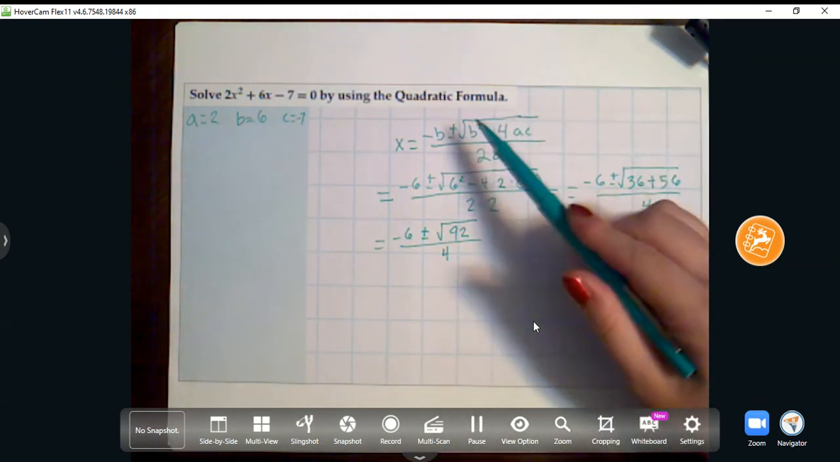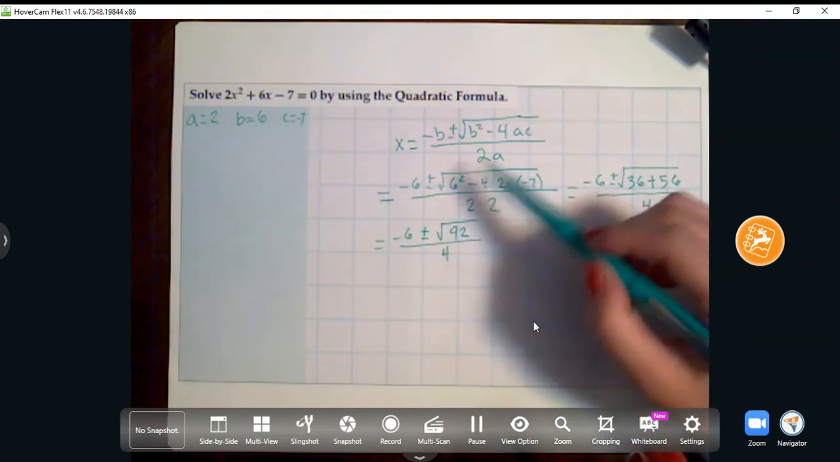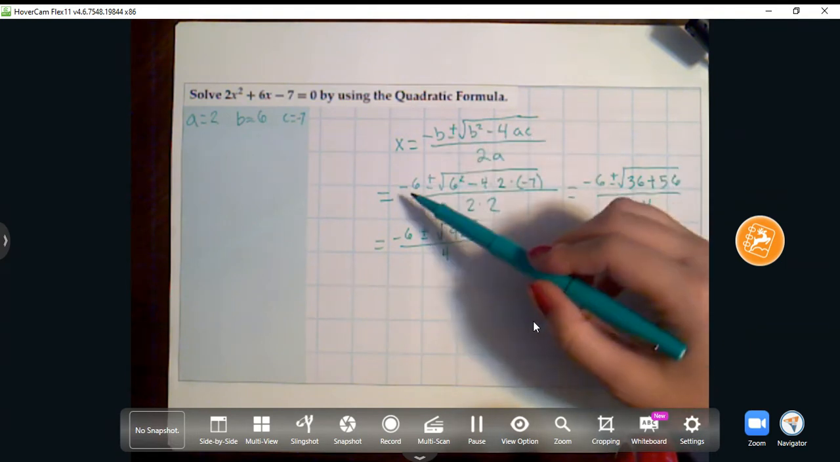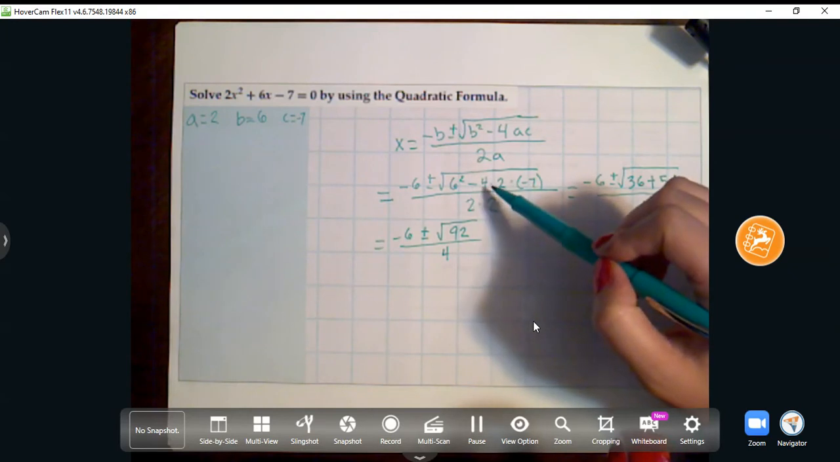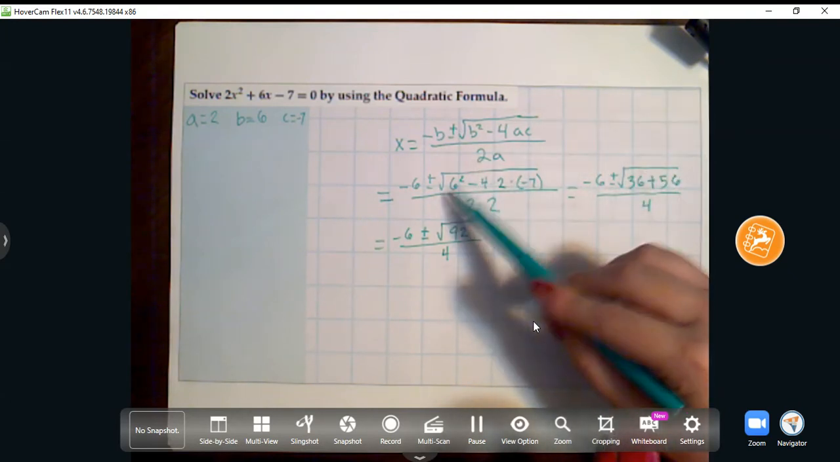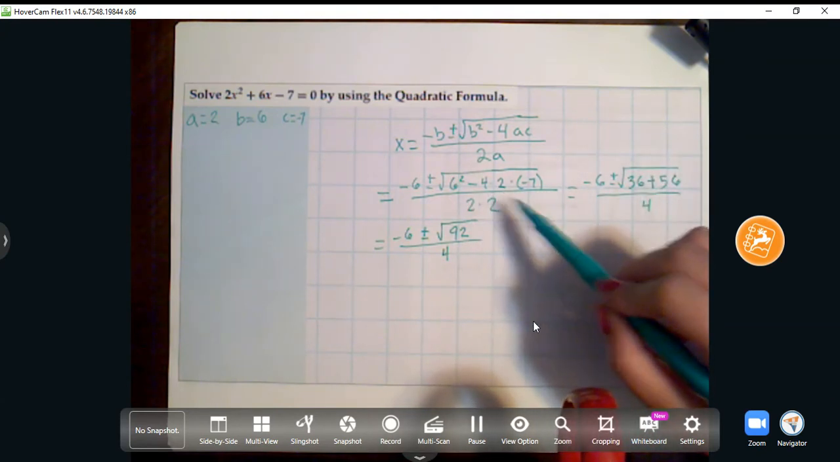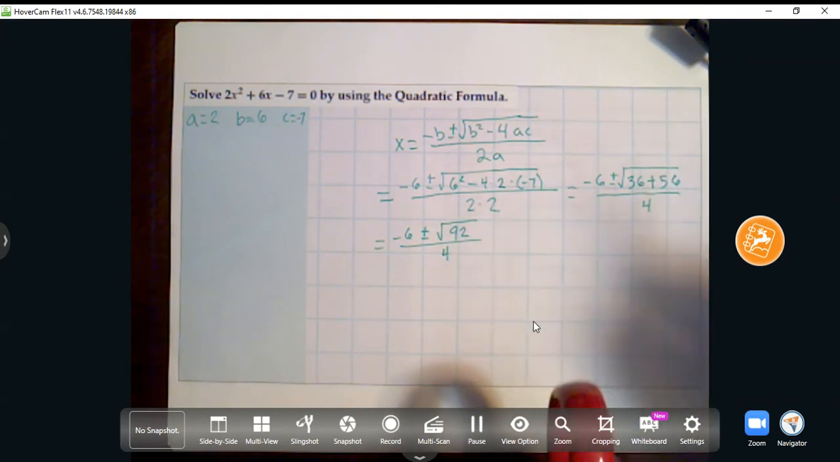I have a is 2, b is 6, c is -7. x equals -b plus or minus the square root of b squared minus 4ac. So I have -6 plus or minus the square root of 6 squared minus 4 times 2 times -7. So 6 squared gives me 36. 4 times 2 is 8. 8 times 7 is 56. And I get a positive 92.